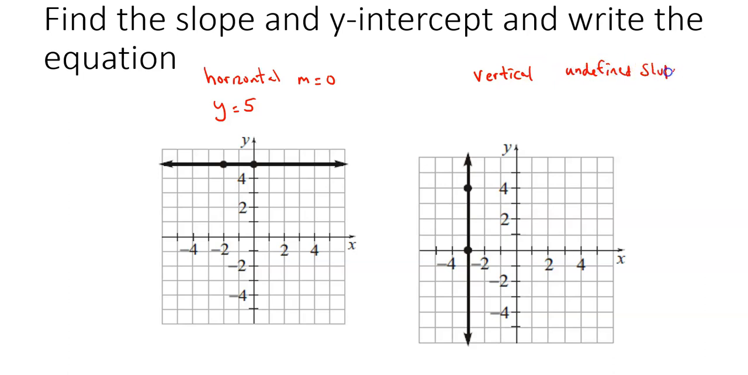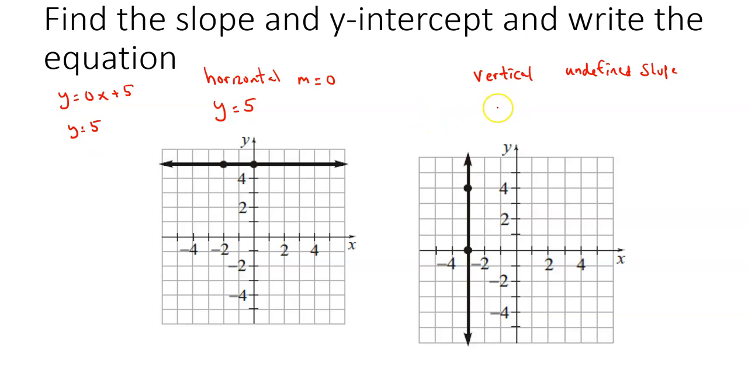So I actually can't even use y equals mx plus b to calculate it. Technically, I could for the first one, right? I could say y equals 0x plus 5, which would have just given me y equals 5. But in the second one, I can't even use y equals mx plus b because the slope is undefined.